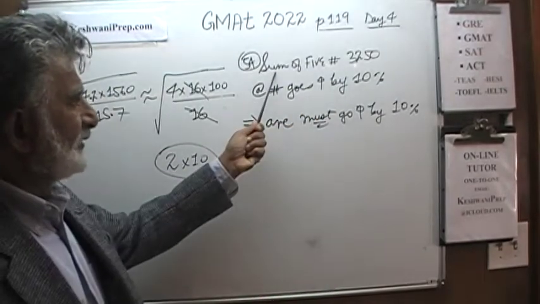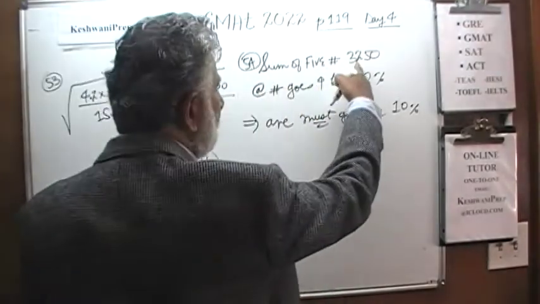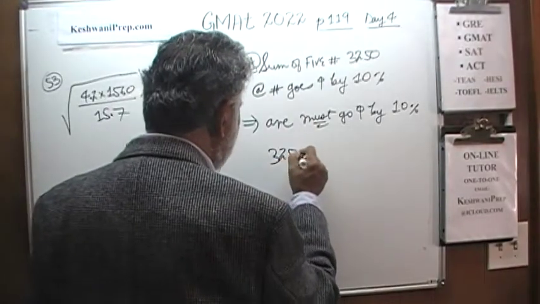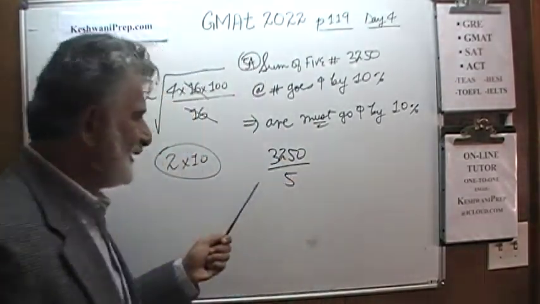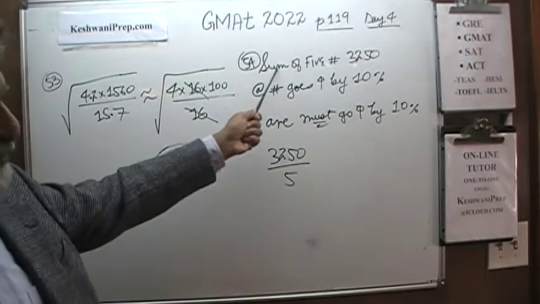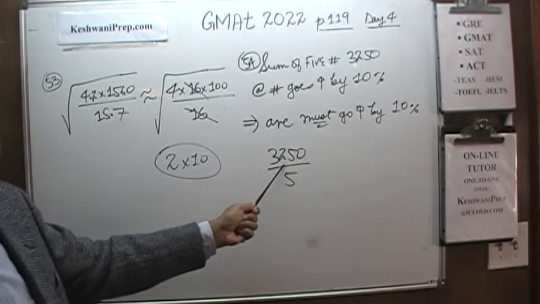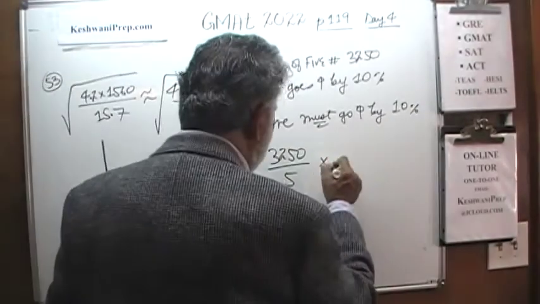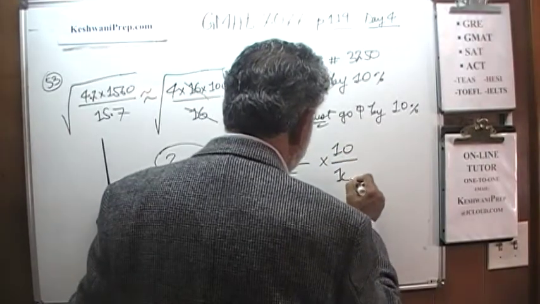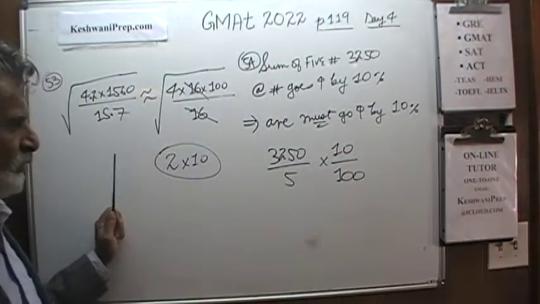Because that's the sum. We know the sum. Sum of these five numbers is this thing, which is 3250. If we divide that by 5, that's the average. That represents the average of these five numbers. And we just have to figure out 10% of it. 10% is simply 10 over 100. That's 10%. Let's see what we can do, shall we? Here we go.